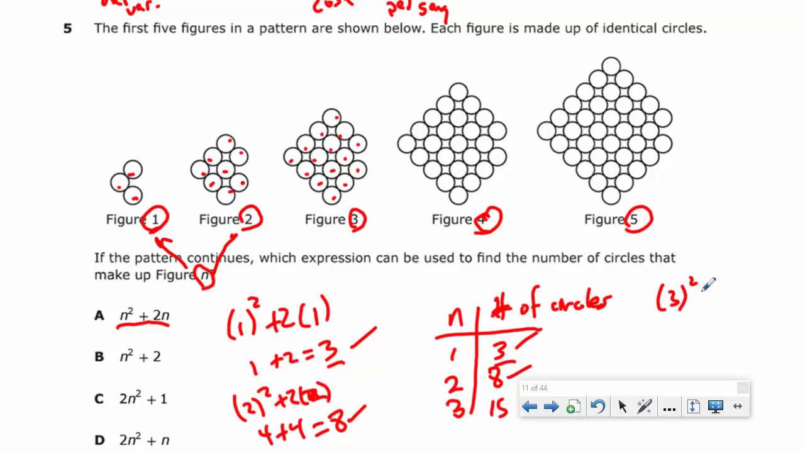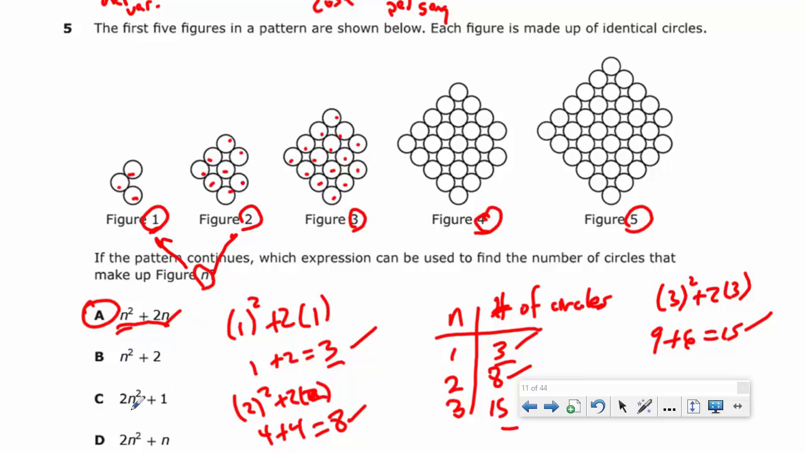3 squared plus 2 times 3. We're just substituting 3 in for these n's right here. This is going to be 3 times 3, which is 9, plus 2 times 3, which is 6. 9 plus 6 is 15. Does this number match this one? The answer is yes. So this actual solution is in fact A.